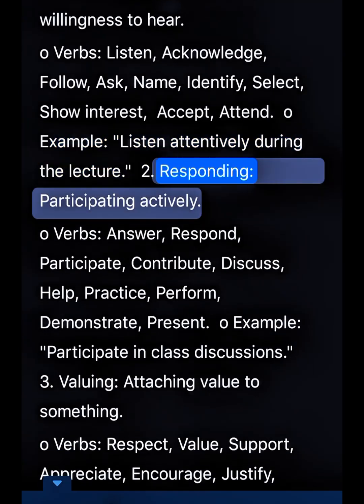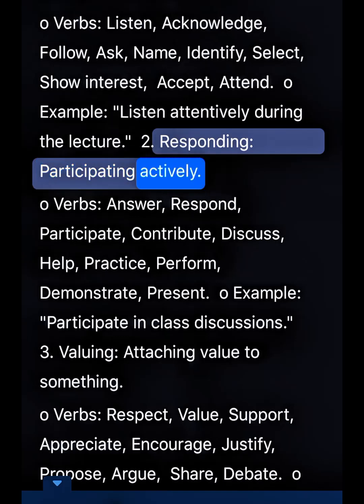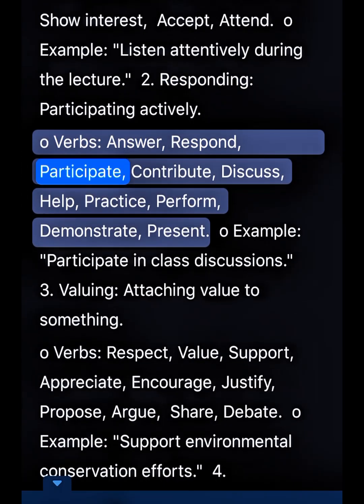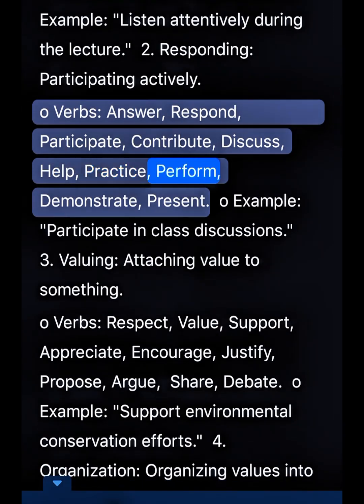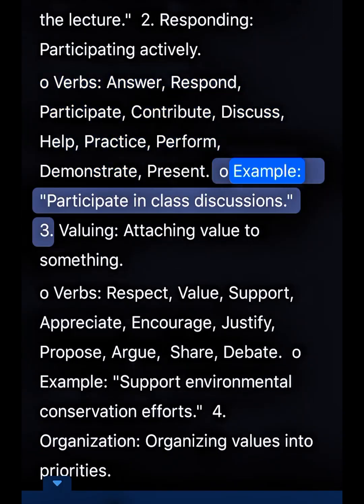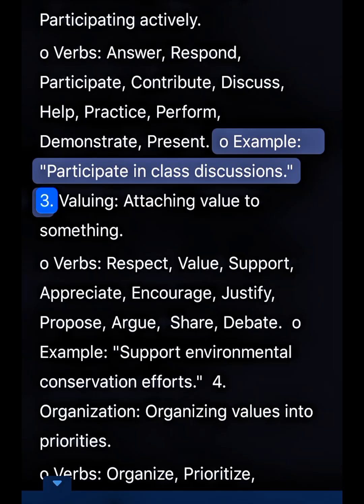2. Responding, participating actively. Verbs: answer, respond, participate, contribute, discuss, help, practice, perform, demonstrate, present. Example: participate in class discussions.